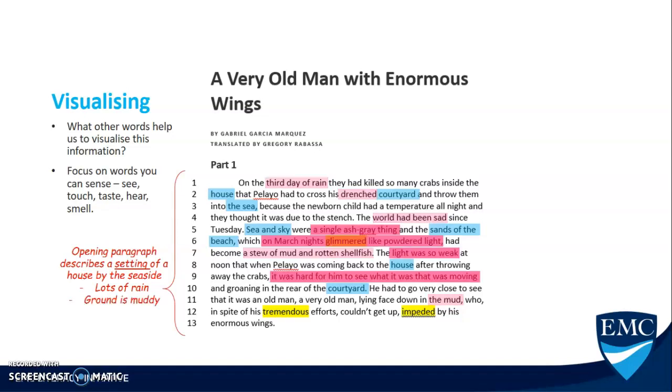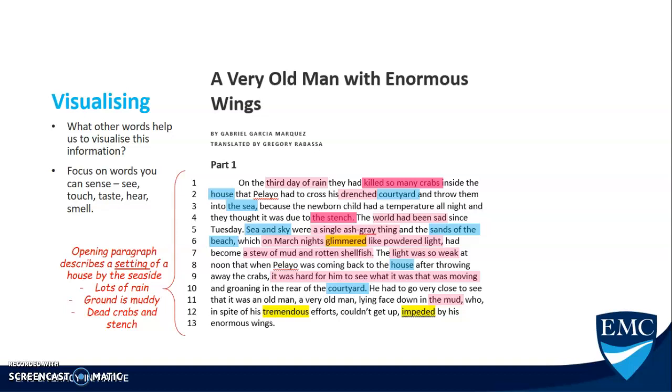What else can we find though? Well, we've got a little bit more description of things like light: a single ash-grey thing. On March nights glimmered like powdered light. The light was so weak, it was hard for him to see what it was that was moving. So now we can say that not only is it a house by the seaside on a really rainy day with a lot of mud, we can also say that the light is really dim. So it might be in the evening, it might be heading towards nighttime.